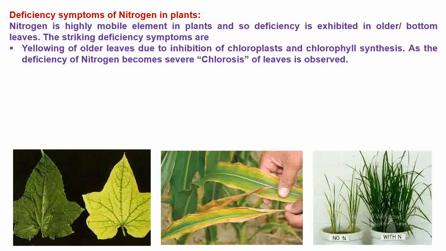Yellowing of older leaves due to the inhibition of chloroplast and chlorophyll synthesis. Nitrogen is one of the major constituents of the chloroplast, that's why deficiency of nitrogen leads to the chlorosis of leaves.